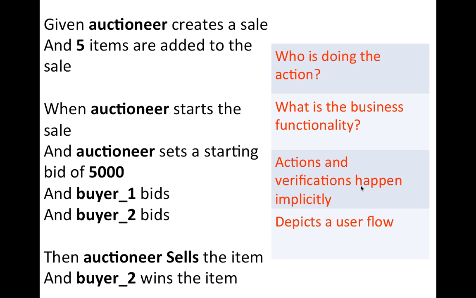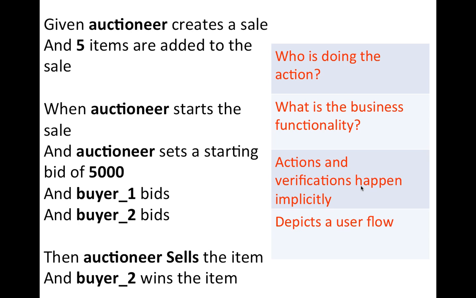I'm not saying create an auction when the domain functionality is create a sale, for example. I'm not saying when a user one starts a sale. No, user one could be anything. It's an auctioneer, it's a buyer, it's a seller, whatever happens, right? You use a specific domain terminology to make sure everyone understands what is expected out of that system.